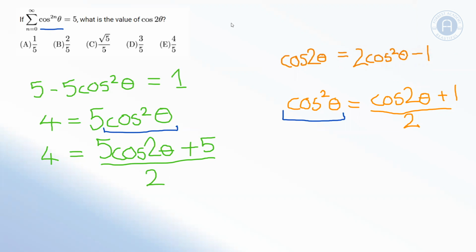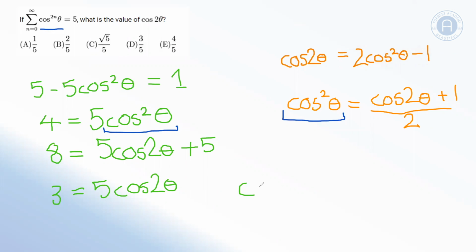But multiplied by 2, we will get 8 is equal to 5 cos 2 theta plus 5. Subtract the 5, we're going to get 3 is equal to 5 cos 2 theta. And dividing by 5, our value of cos 2 theta is equal to 3 over 5, which is our answer, D.